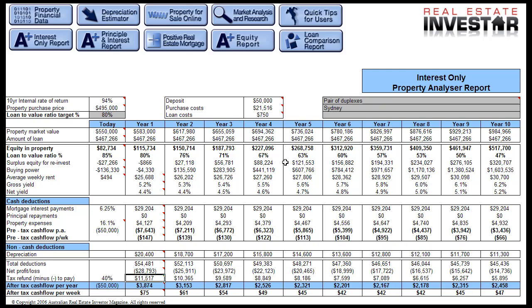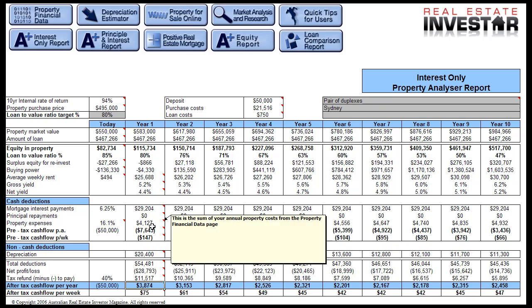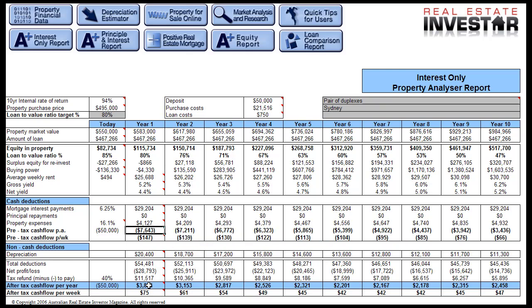And against the tax we've paid in our top income bracket, we can claim a tax refund or a tax credit. In this example, as a salary earner or a wage earner, we're paying tax of just over $11,000 a year, meaning that by the time we offset that tax refund against our negative cash flow up here of $7,500, our net result after tax is a phrase commonly known as a positive cash flow property after tax, or in this case, we're in the black by $3,874 a year, or $75 a week.